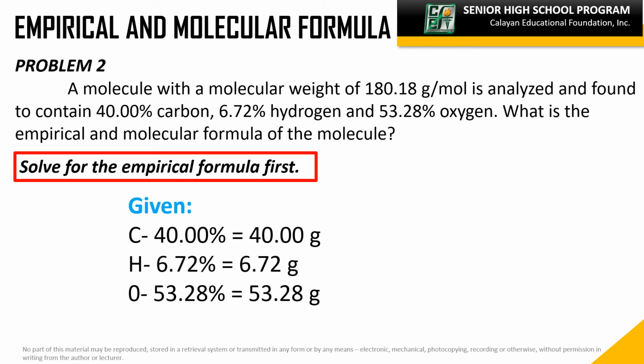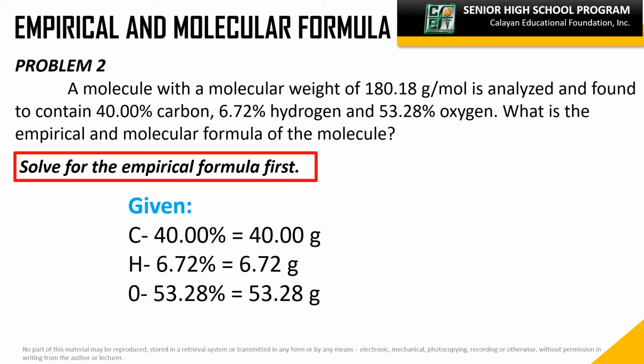Now, let's solve another problem. A molecule with a molecular weight of 180.18 grams per mole is analyzed and found to contain 40% of carbon, 6.72% of hydrogen, and 53.28% of oxygen. What is the empirical and molecular formula of this molecule? Since we don't have the empirical formula, we have to solve it first.